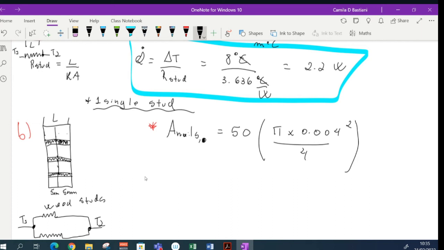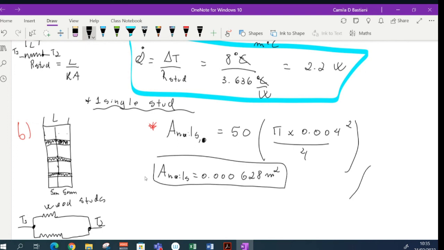Okay, so 50 multiplied by pi d squared divided by 4. So my area of 50 nails is equal to 0.000628 meters squared. So out of all this side area that I have here, this amount is taken by nails. That's important because I want to know what's my resistance caused by those 50 nails.